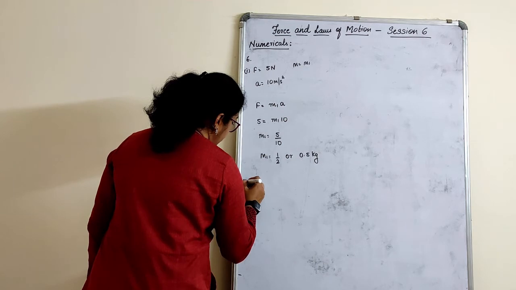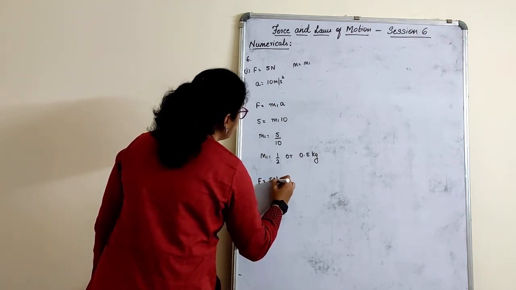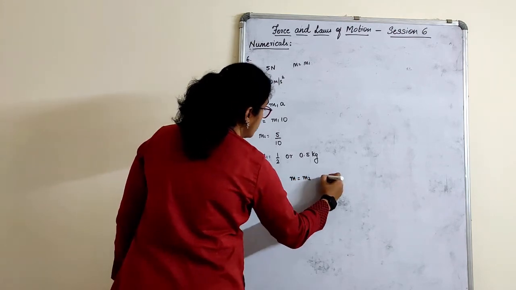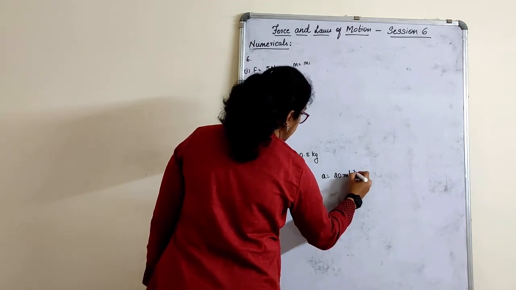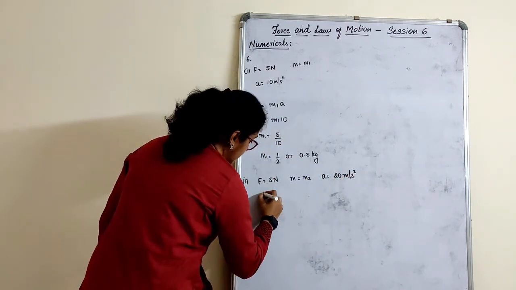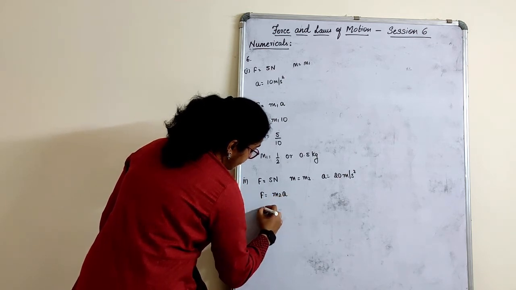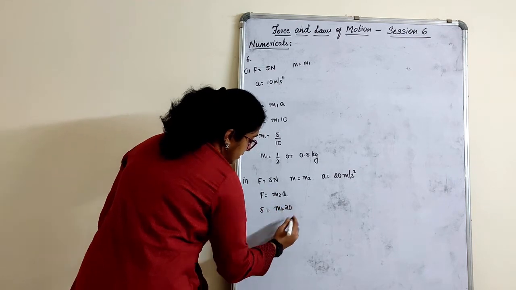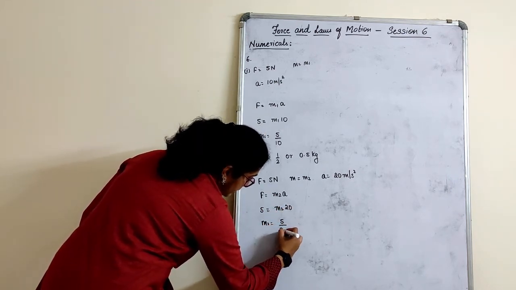Second part, what have they asked? Again they have asked where force is 5 Newton, where mass is equal to m2, which is accelerating at 20 meters per second square. Let me find the mass here. F is equal to m2 a. F is 5, m2 into 20, where mass is equal to 5 by 20.